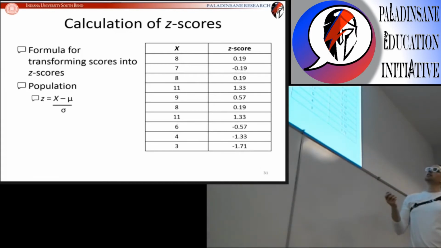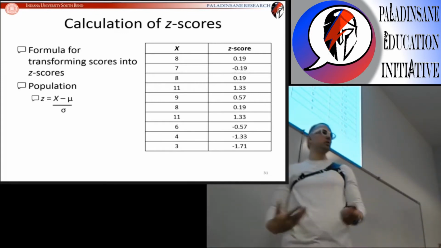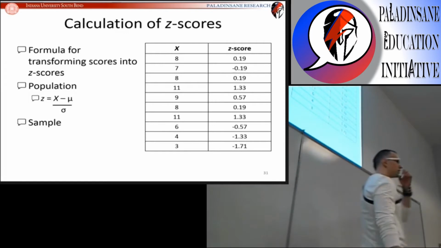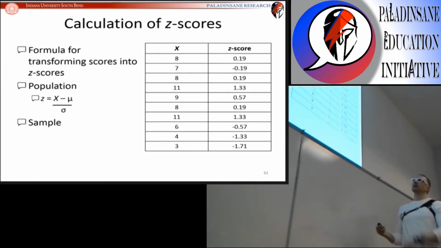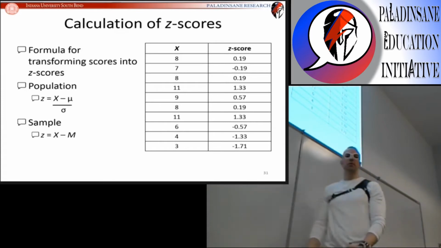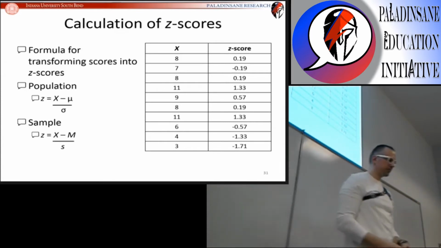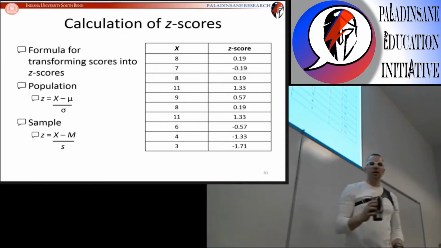So that's what it looks like for a population. If you're dealing with a sample, which is what you will mostly be dealing with, it's the same exact structure, we just have to use the sample statistics. So a z-score equals your raw score minus the mean of your sample. So once again, deviation divided by the standard deviation of a sample. All right, so that's the formula.